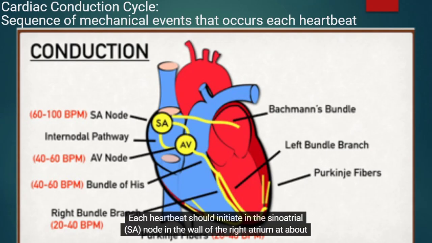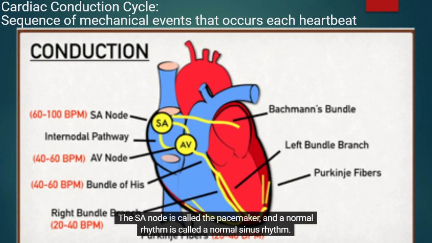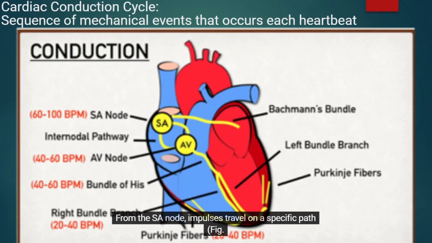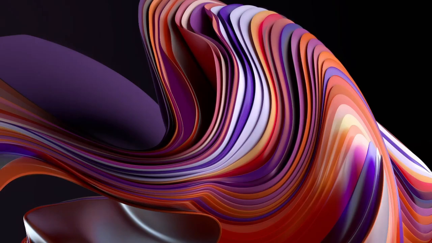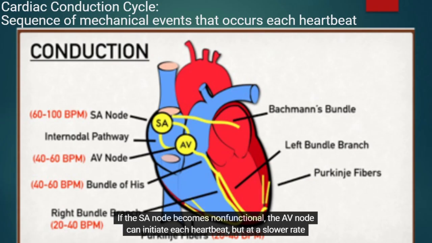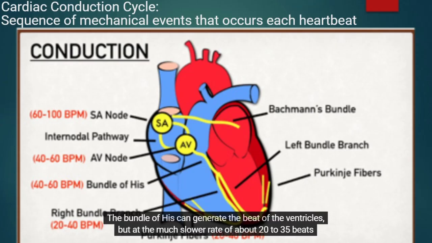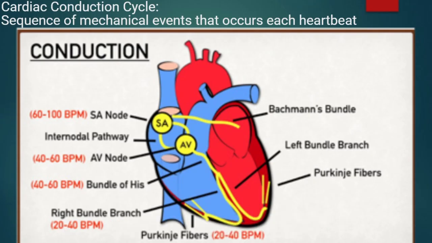Each heartbeat should initiate in the sinoatrial, or SA, node in the wall of the right atrium at about 100 times per minute. The SA node is called the pacemaker, and a normal rhythm is called a normal sinus rhythm. From the SA node, impulses travel on a specific path, Fig. 21.3. If the SA node becomes non-functional, the AV node can initiate each heartbeat, but at a slower rate of 40 to 60 beats per minute. The bundle of His can generate the beat of the ventricles, but at the much slower rate of about 20 to 35 beats per minute.